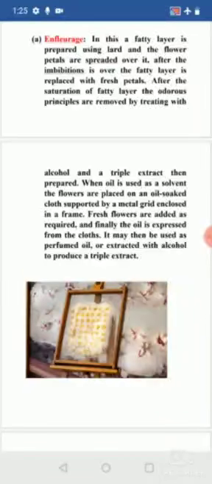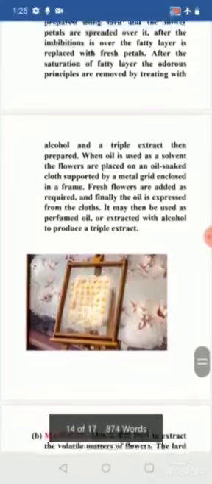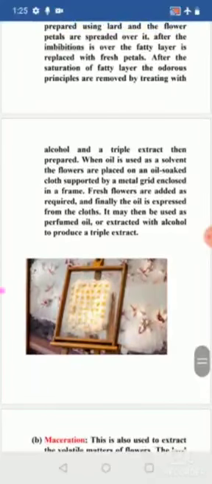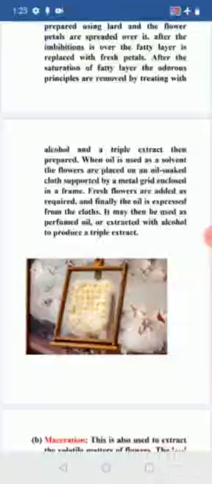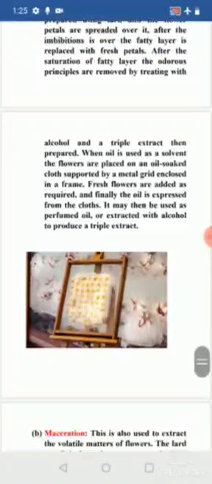When the oil is used as a solvent, here you are going to use the oil cloth. For the frame the fresh flowers are added and finally the oil is expressed from the cloth. For example, if you are going to use olive oil, you are going to dip the cloth in the oil. On that cloth you are going to keep the petals, then you are going to squeeze the cloth and that is going to release the oil. The perfume oils are all prepared by using this technique.